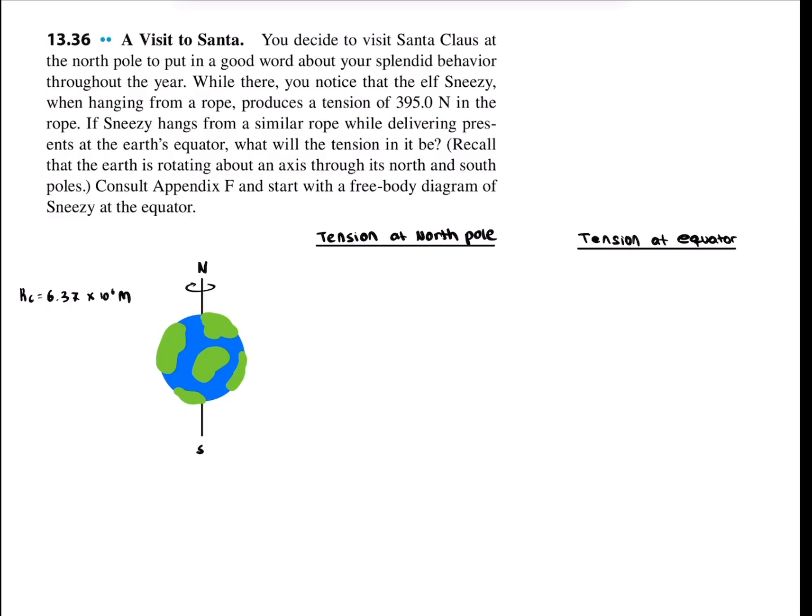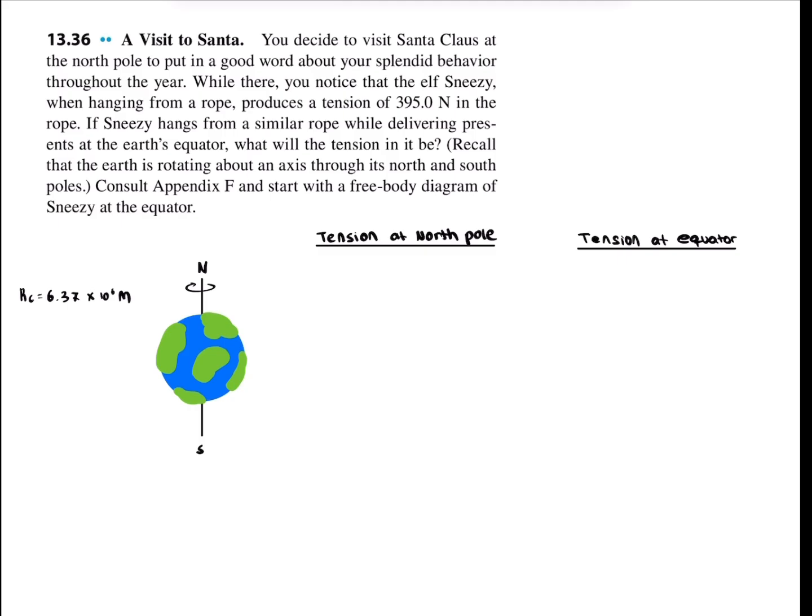While there, you notice that the elf Sneezy, when hanging from a rope, produces a tension of 395 newtons in the rope. If Sneezy hangs from a similar rope while delivering presents at the Earth's equator, what will the tension be? Recall that the Earth is rotating about an axis through its north and south poles.